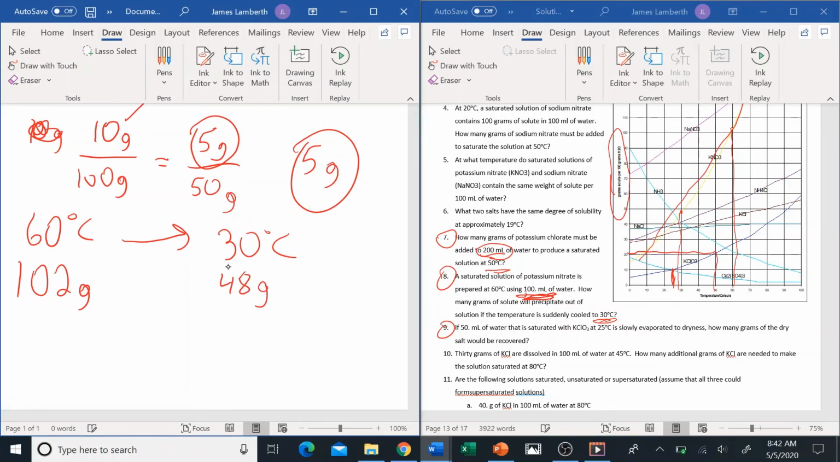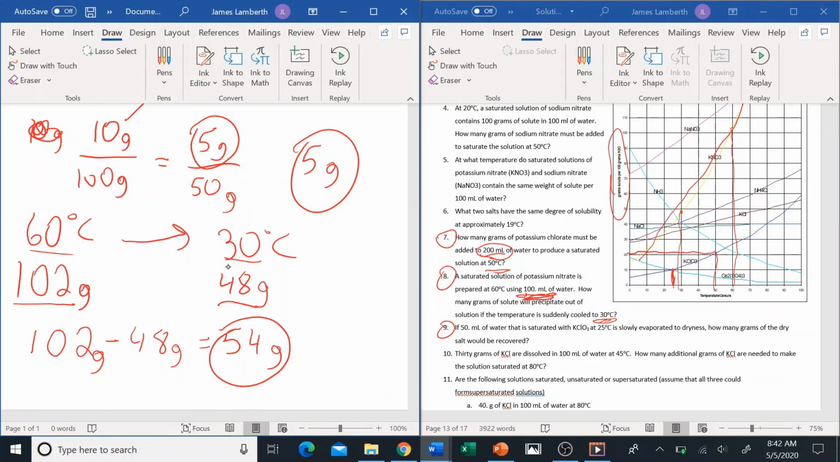48 grams. So how many grams of solute will precipitate out of solution if the temperature is suddenly cooled to 30 degrees Celsius? I have a problem with the use of the word precipitate here. Crystallized would have been better, but we'll roll with it. So how much will crystallize if we go from 60 to 30? That's 102 grams dissolved at 60 and 48 at 30. So how much will crystallize out? 102 minus 48. Do that mental math for us. 54 grams will crystallize out.